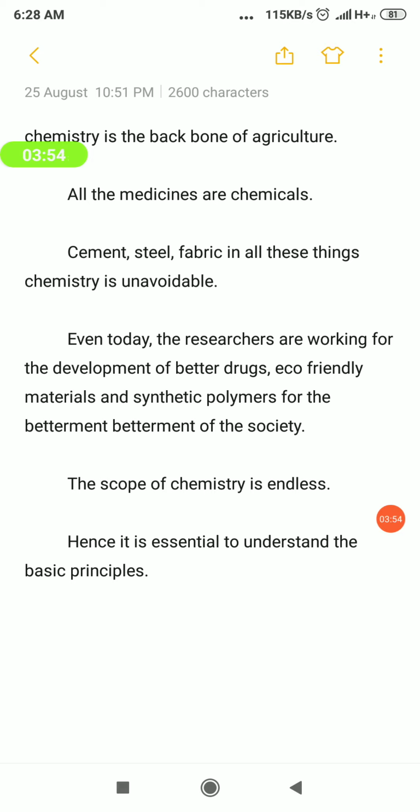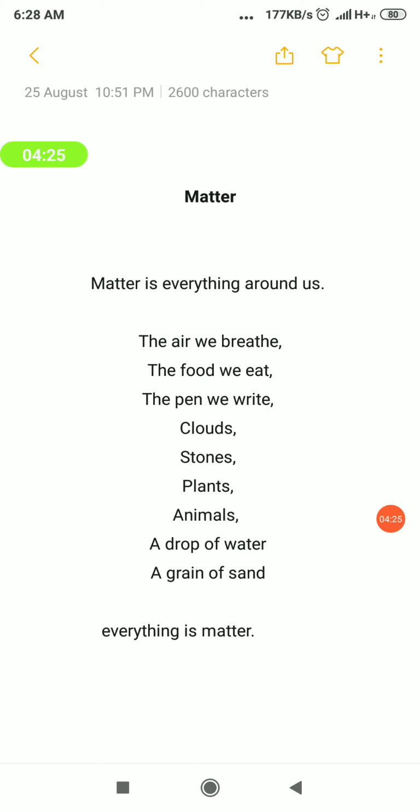Then the first concept we are going to see: matter. We can go fast because you have completed it already in your lower classes. What is matter? Matter is nothing but whatever we see around us. The things we see, the things we feel are called matter. There are so many examples, but here it's limited: the air we breathe, the food we eat, the pen we write with, the clouds, stones, plants, animals, a drop of water, a grain of sand, and everything is matter. Whatever we see around us, everything is matter.